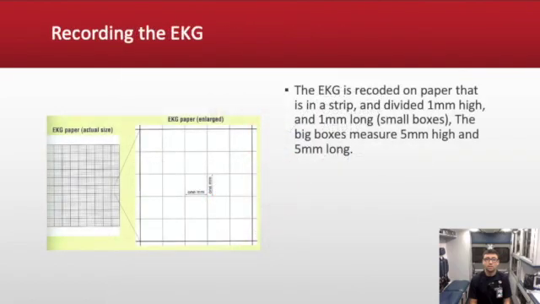Our coronary arteries. Recording the EKG. The EKG is recorded on paper that is in a strip and divided 1 millimeter high and 1 millimeter long, which are the small boxes. The big boxes measure 5 millimeters high and 5 millimeters long. So here you can actually see where we have the big boxes, and this is zoomed in to show the little boxes. The big boxes again are 5 by 5 millimeters, and the little boxes are 1 by 1 millimeter.